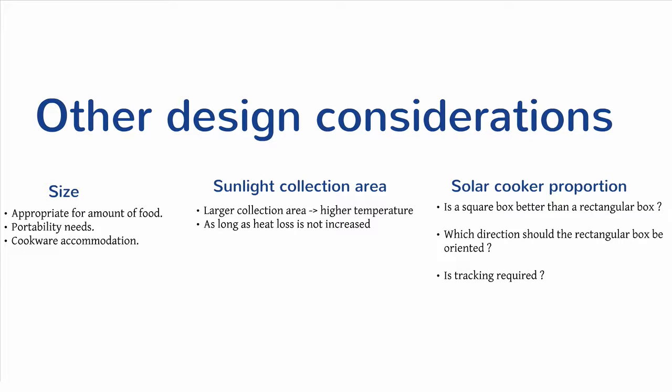It also depends on the area of the loss, right? The surface area of the rectangular box is larger than the square box, so you could potentially lose more. So which direction should the rectangular box be oriented? In the axis of the motion of the sun. Is tracking required? If you use a rectangular box, maybe not. Or maybe you can get away with tracking less, for example.